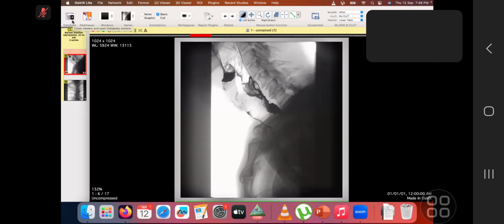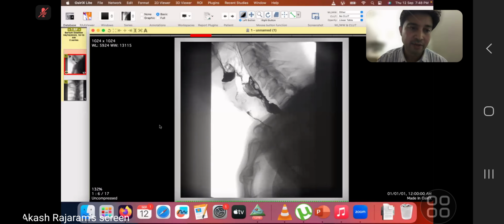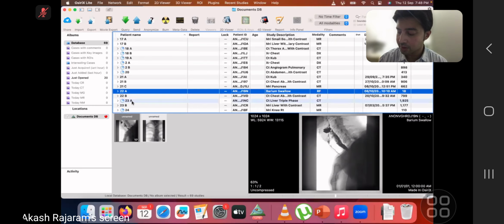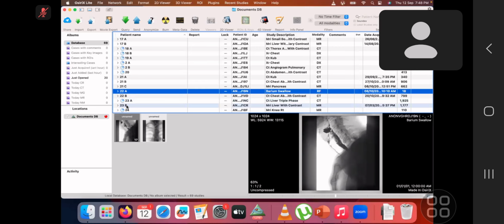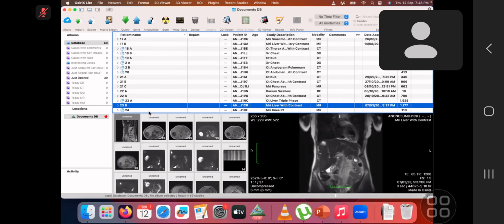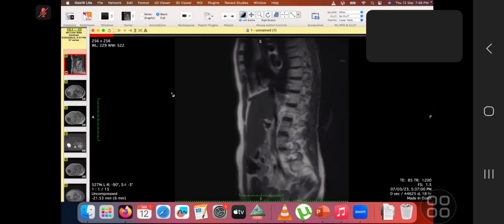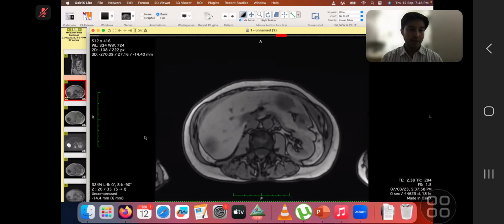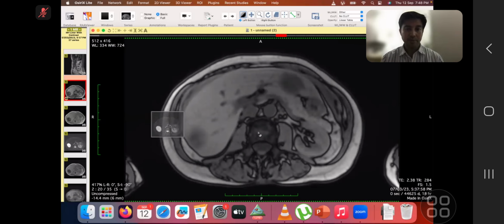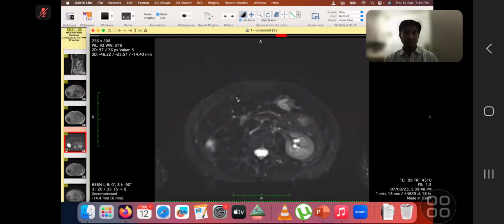Okay, we'll go to the next case. The CT is not available for this patient, it's not loading. You can start with this one. Let me just put the case. Yeah, you can go ahead.